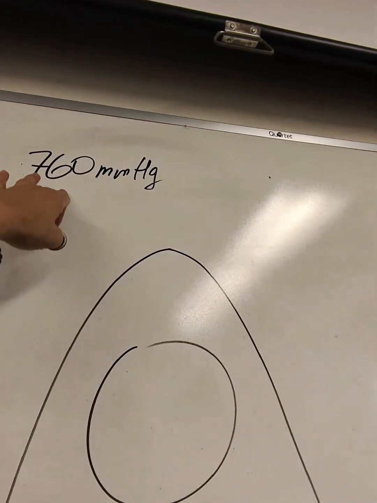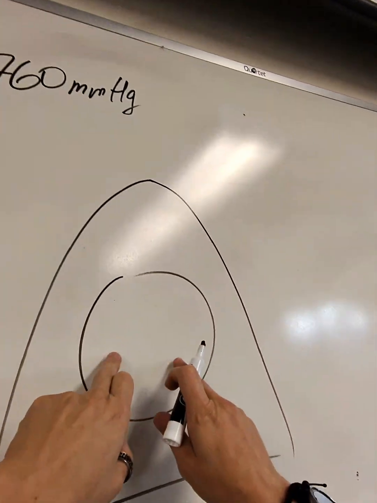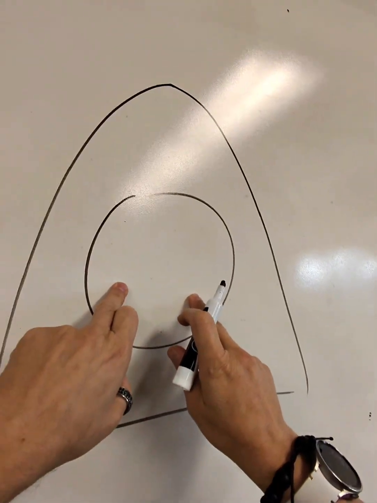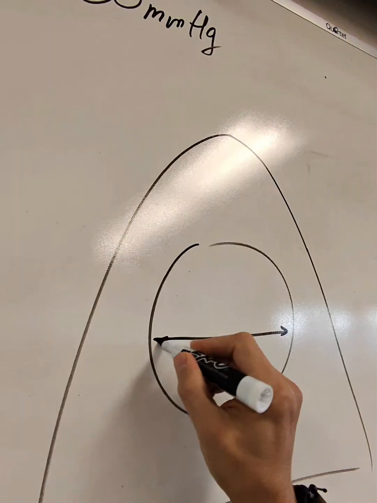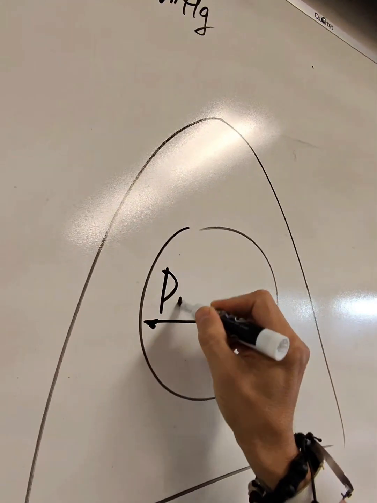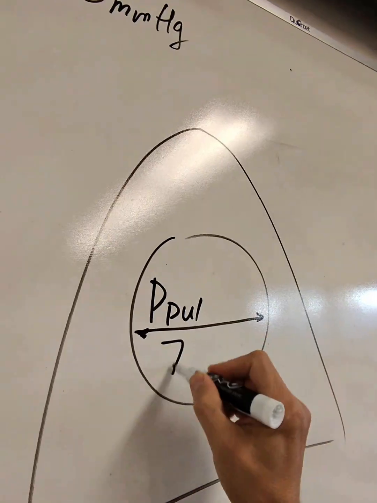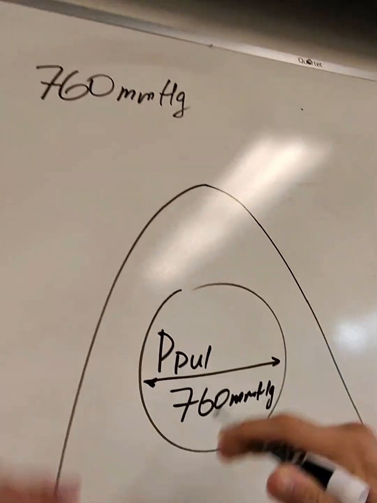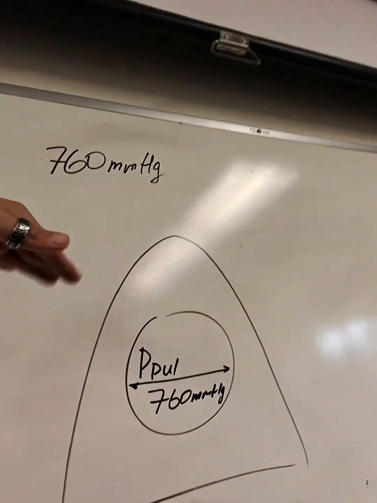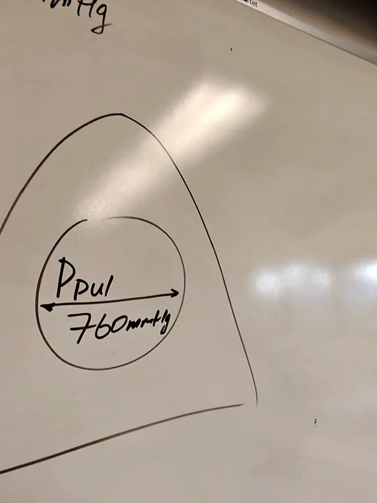So here's the atmospheric pressure, 760 millimeters of mercury. Inside of the lung, in the alveoli, the intrapulmonary pressure, right here, we're going to define it as P-pul, pulmonary pressure, let's say is also 760 millimeters of mercury. So it basically equalizes the pressure. At one point, the pressure would be equalized between the atmosphere and what's inside of the lung.